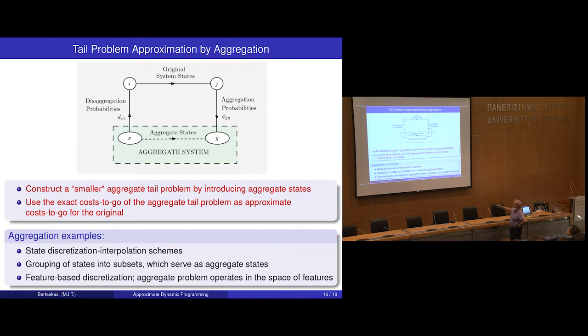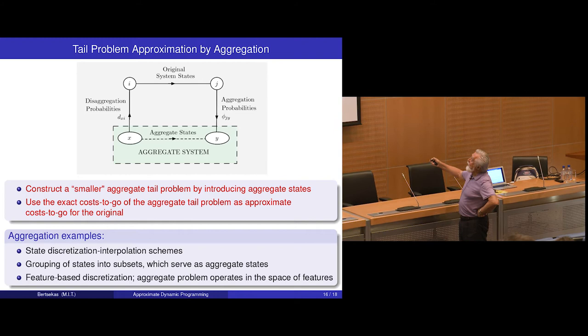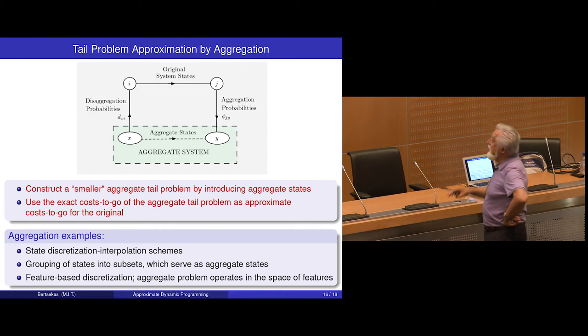You can find the optimal cost to go of the aggregate problem, and then you approximate the cost to go of the original problem by using these aggregation probabilities to weigh the optimal cost of the aggregate system. So it turns out that this can also be viewed as an approximation architecture, a linear approximation architecture, with the features being these aggregation probabilities. There's interesting theory in aggregation, particularly for infinite horizon. It's a big topic that I'm only summarizing very broadly.